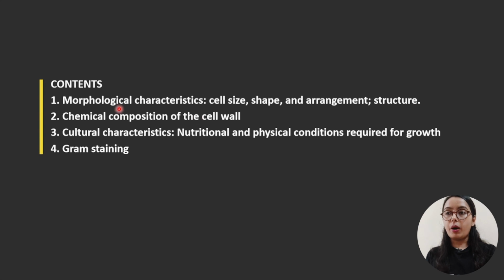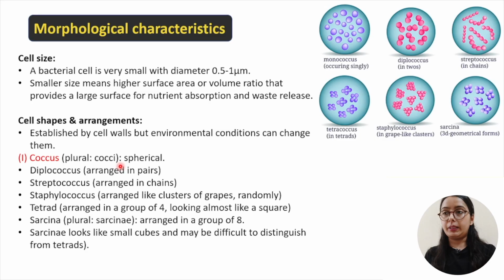We will then study the most important component of the bacterial cell, that is the chemical composition of the cell wall. We will then study the cultural characteristics, that is the nutritional as well as the physical requirements for the growth of bacteria. We will then study the application as well as the principle behind gram staining.